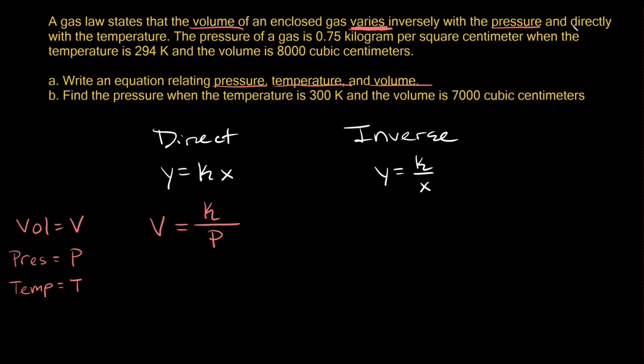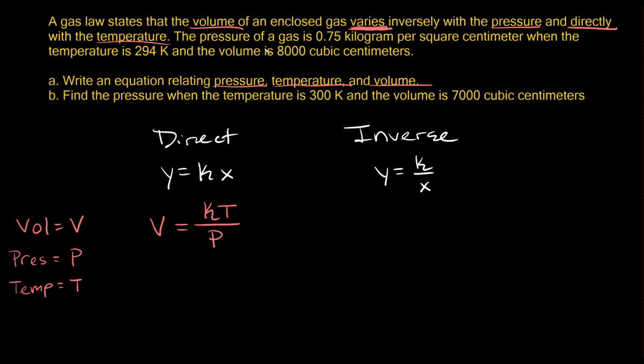Then it also tells us that the volume varies directly with the temperature. So you can see that we're going to place the temperature in a direct variation. It's just kind of straight across, so here we're going to put a T on top. Things that vary directly go on top, and things that vary inversely go on the bottom. Great, so now this is the first part to the first question. We still have to finish it.